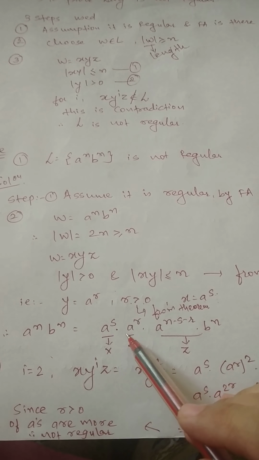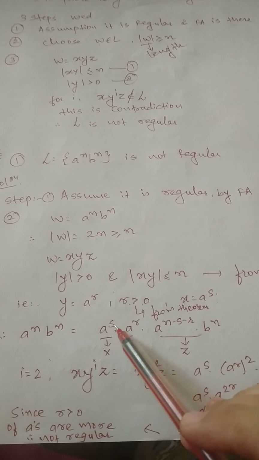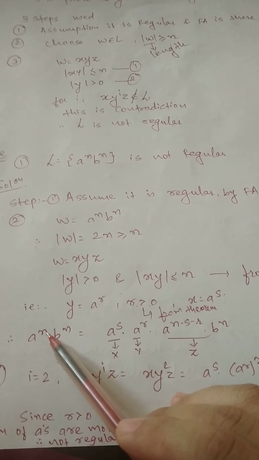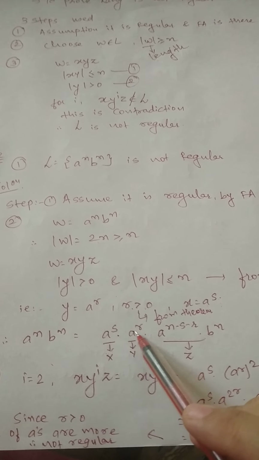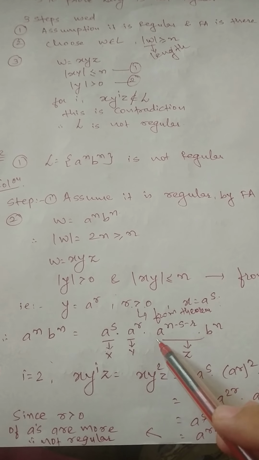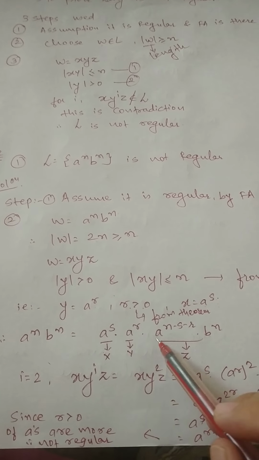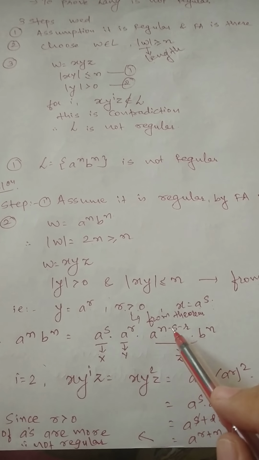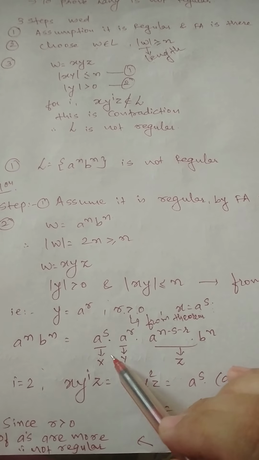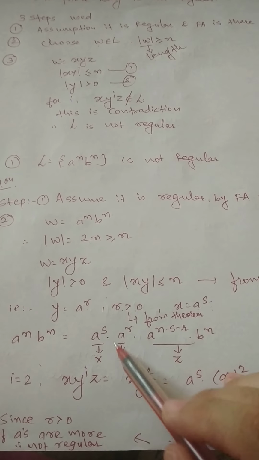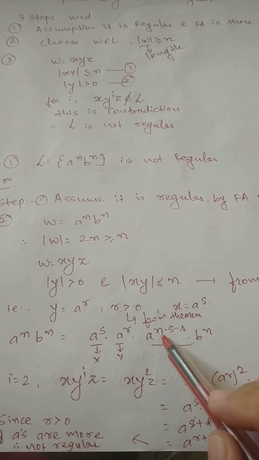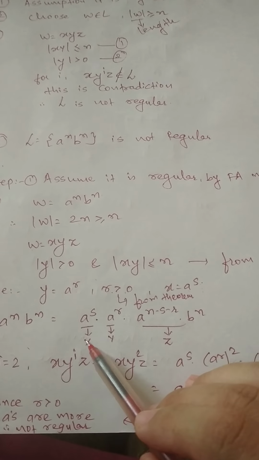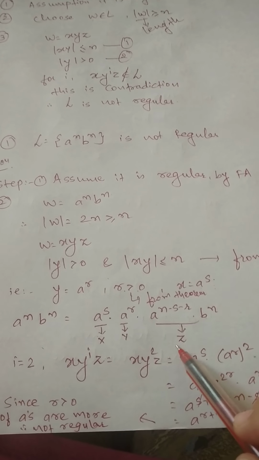So a raised to s and a raised to r we have already taken. What is the remaining power of a? See, a has n occurrences in total. We have already taken s and r: this is x, this is y. So how many occurrences of a remain now? It is a raised to n minus s minus r. What is the reason for that? Because a raised to s we already took in the x form, and a raised to r we already took in the y form. So the remaining will be a raised to n minus s minus r, and b raised to n will be as it is. So here it is x, it is y, and the remaining part of the string is z.